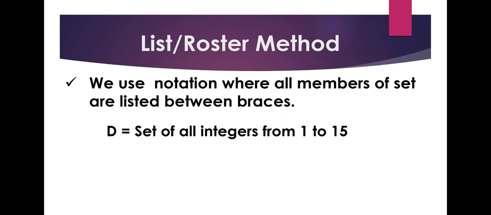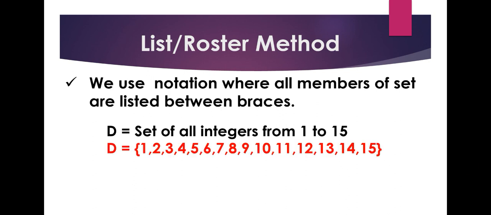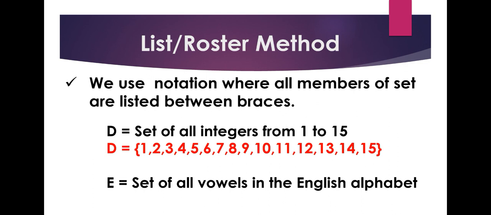So, let's say, D is the set of all integers from 1 to 15. Ano-ano ba yung mga integers from 1 to 15? Ililista nyo lang siya. So, we will have set D is equal to, so, sulat nyo lang lahat ng elements na kabilang from integers from 1 to 15. Then, yun ay answer natin. Yan ang example ng list or roster method. Naglilist lang tayo. Next, another example. For set E, we will have the set of all vowels in the English alphabet. So, ano-ano ba yung mga vowels natin sa English alphabet? So, lilista nyo lang din siya. We have A, E, I, O, U. So, yun yung mga vowels kasi natin.